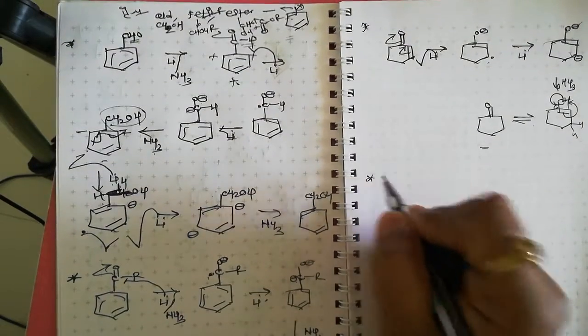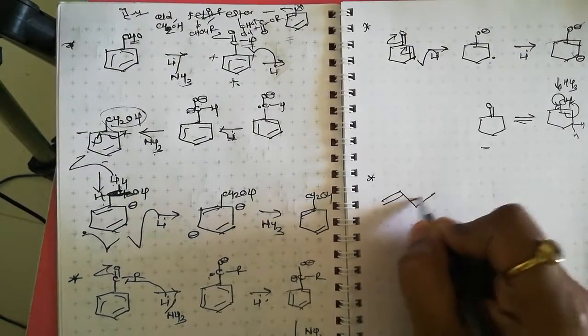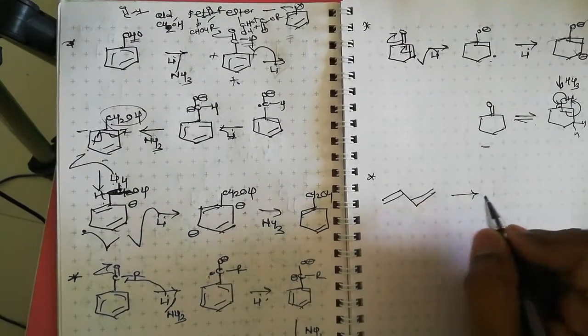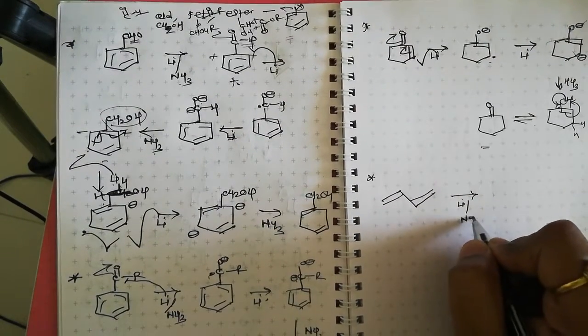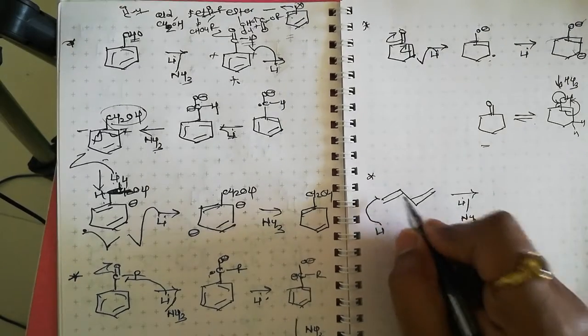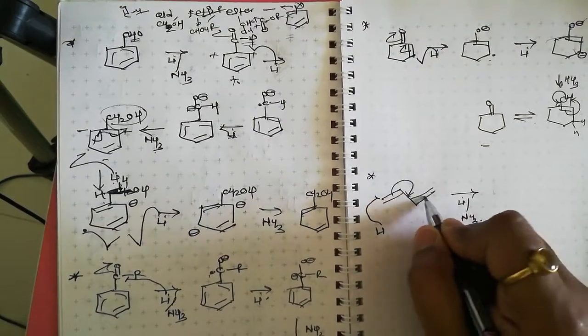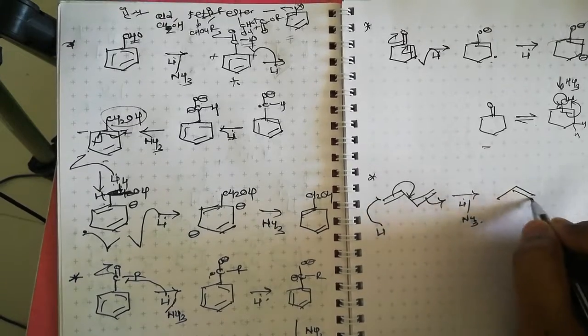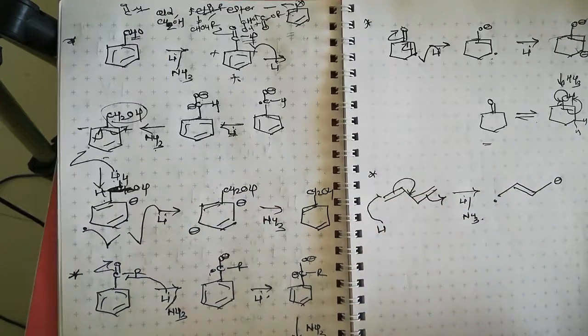Now we can see the next example. If there is an alpha beta unsaturated system, it undergoes Birch reduction. What is the product? Lithium transfers its electron to this terminal carbon, then this bond shifts here and here a negative charge is formed and we get this product.